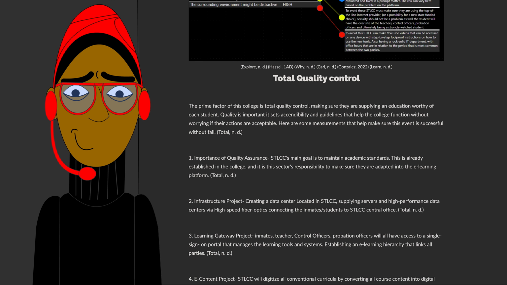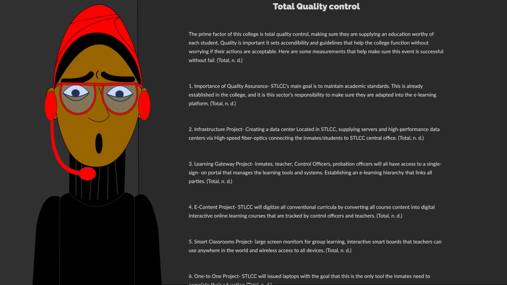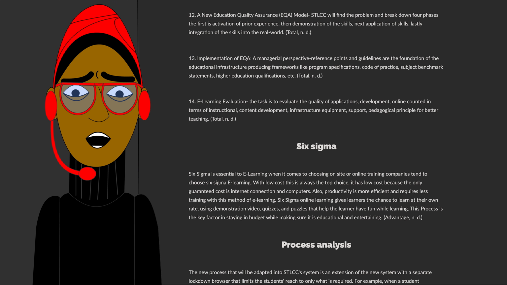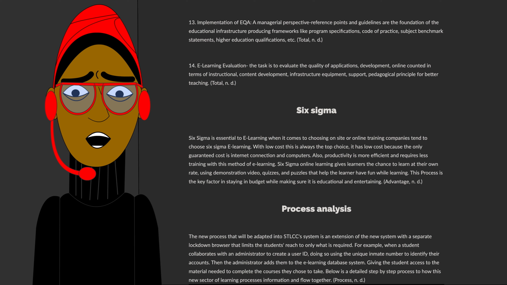Then we talk about total quality control. How will this be processed? What do you need to have to make sure that you maintain that level of satisfaction that everyone is anticipating? Then we have the Sigma 6, which I don't understand how any organization can function without this. This is a very key fact. This is a key factor to STLCC because it lowers costs and it improves productivity.